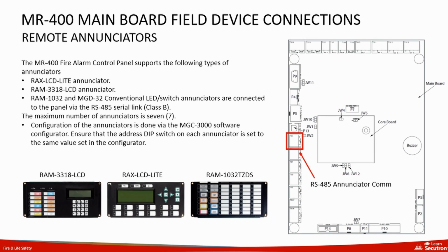The panel supports several annunciator models, including the RAX LCD light, the RAM3318 LCD, the RAM1032, and the MGD32 conventional LED switch annunciators. These devices connect to the panel via the RS485 serial link, which operates in a Class B configuration. The system can support up to 7 annunciators, and their configuration is managed through the MGC 3000 software. It's essential to match the address dip switch on each annunciator to the corresponding value set in the configuration for proper system recognition and operation.